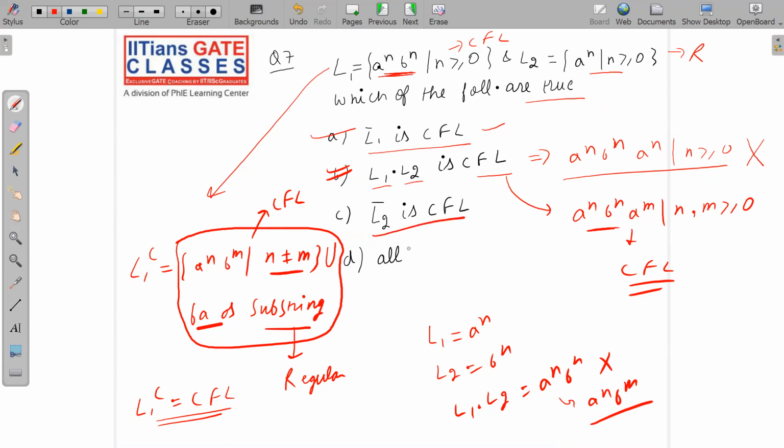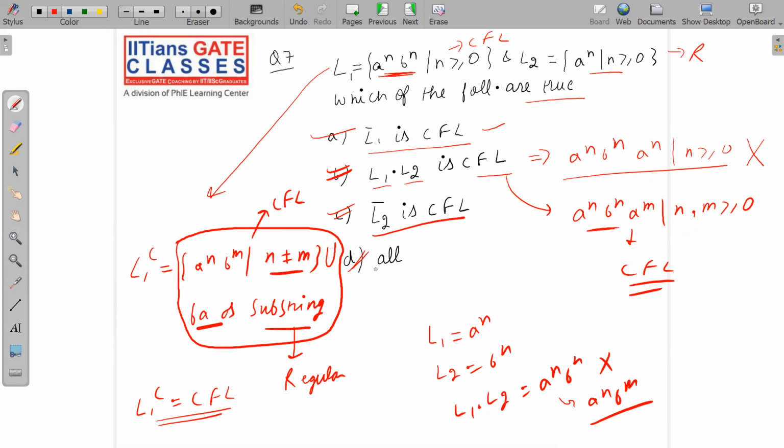L2 bar is CFL. This is a good question. L2 bar, you will say that L2 is regular, so L2 bar will be regular. If this is regular, then obviously it will be CFL also. Every regular is CFL also. So answer will be all. Please try to remember all these things. This is a very, very good question.